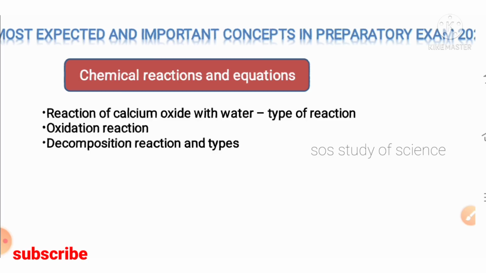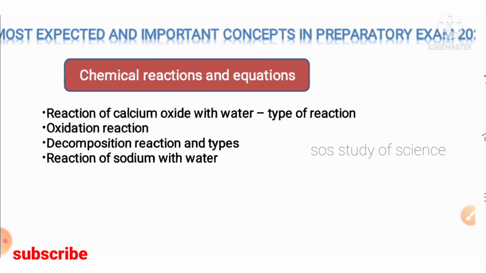So decomposition reaction and types are very important, children. The 3 types of decomposition you must learn, and the examples which come under them, such as heating lead nitrate and heating ferrous sulfate. All these things you must learn.